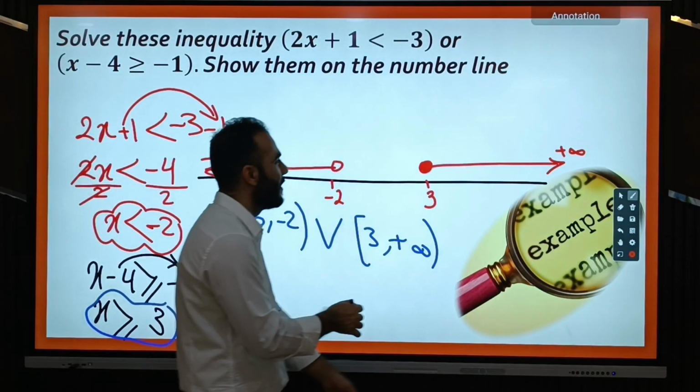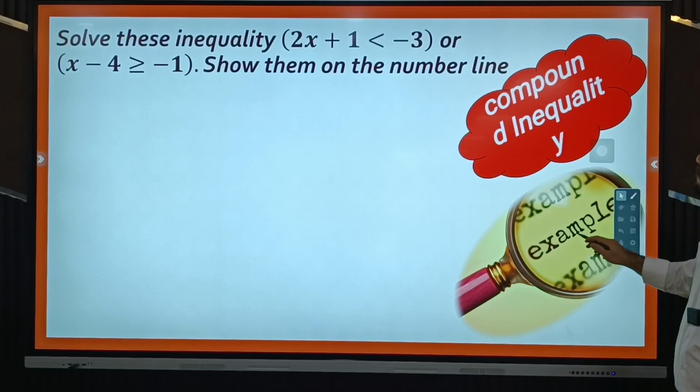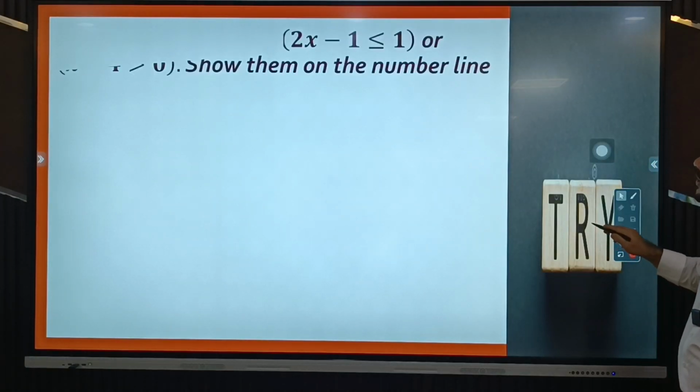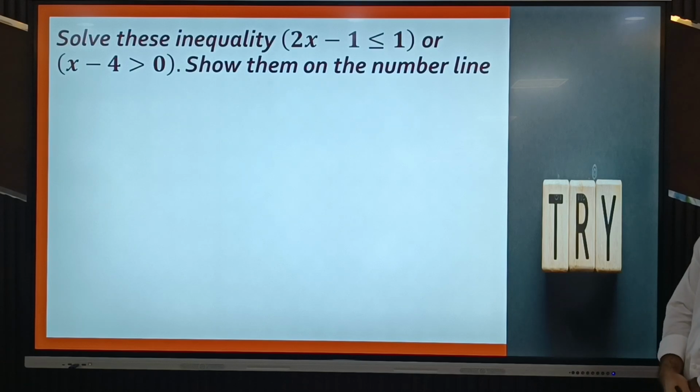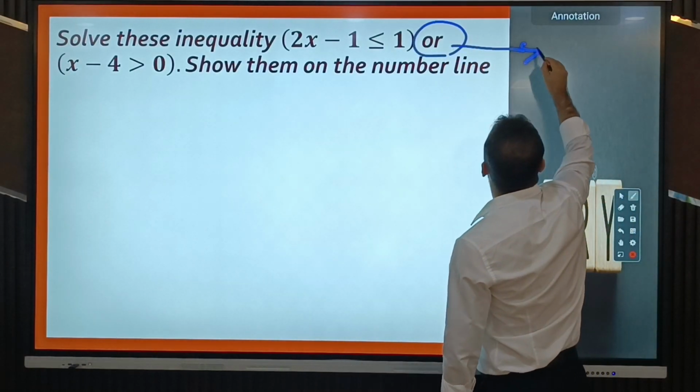I hope that we have got one more question. Let's just check it. Yes, we have got. It seems that we have it. Hopefully, yes. Perfect. Solve these inequalities. That is OR. When it is OR, so union.